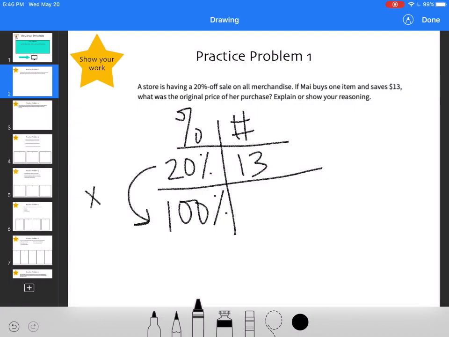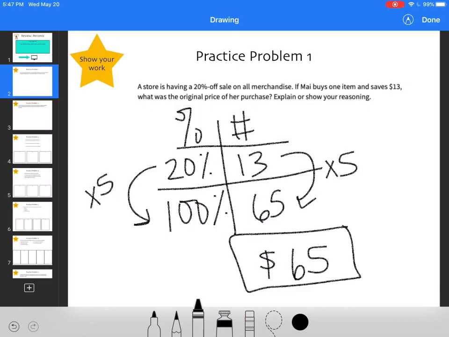So 20 times 5 gives me 100. So 13 times 5 is going to give me 65. So the original price of my item was $65.